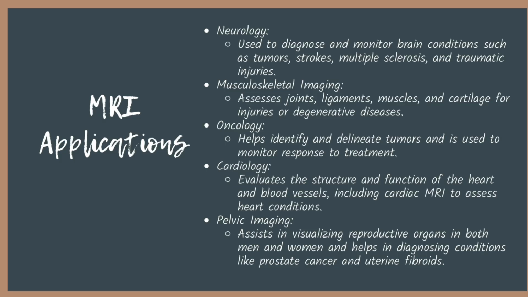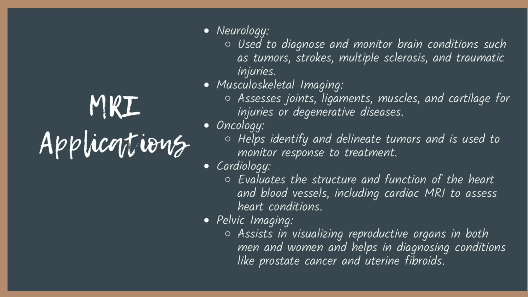So MRIs are used for many different purposes. They are used in neurology quite often. So for example, MRIs are used to diagnose and monitor brain conditions such as tumor, stroke, multiple sclerosis, and traumatic brain injuries. MRIs are used in musculoskeletal imaging to assess joints, ligaments, muscles, and cartilage for injuries, again, or degenerative diseases. They are used in oncology as MRIs help to identify and delineate tumors.